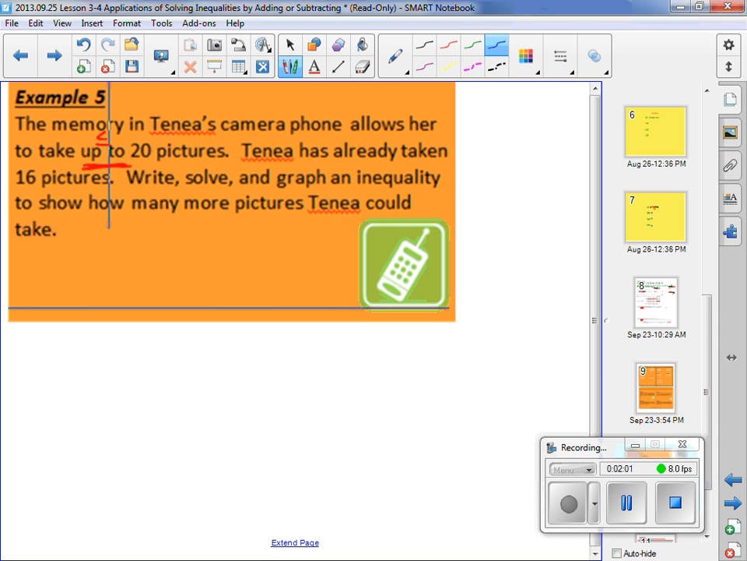So I know that she can take less than or equal to 20 pictures. It also tells me that Tania has already taken 16 pictures, so I'm going to put the 16 she's already taken over on this side. Then I'm trying to figure out how many more she can take, so that's the unknown amount. So 16 she's already taken plus some amount more would need to be less than or equal to 20. You could use P for pictures, that would be fine.